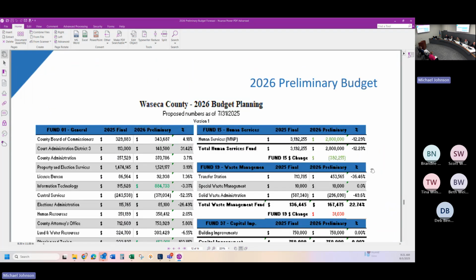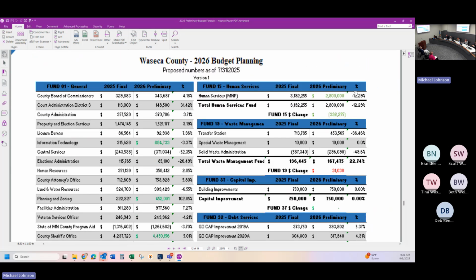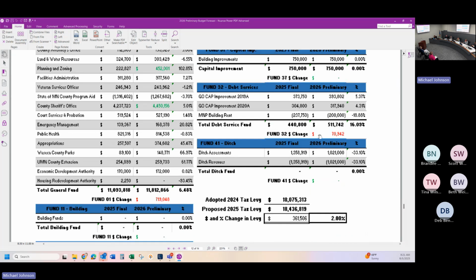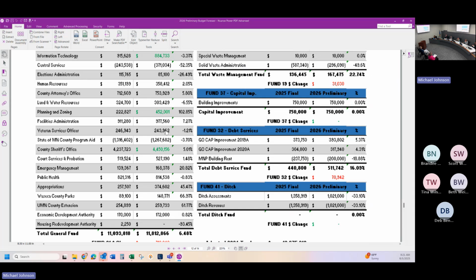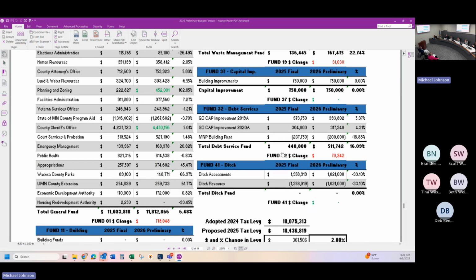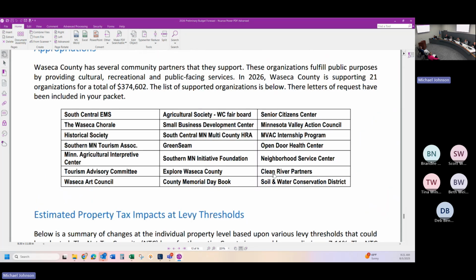Budget summary, you have a little larger printout of this in your packet as well. You can't read the microscopic text up there. But all of that just is a quick capture of how we get down to that 2% levy increase. If there's green annotated text, that is indicating that there are some level of reserves being used, and we'll break that down in more detail into the future as well. But ultimately, a quick snapshot of how we get to 2%.